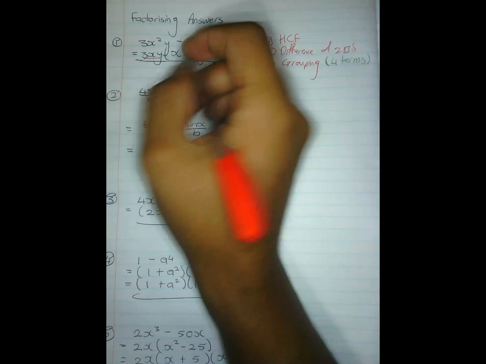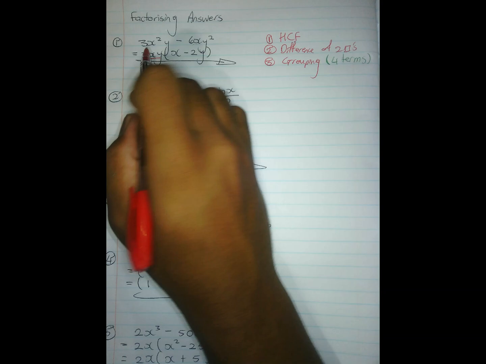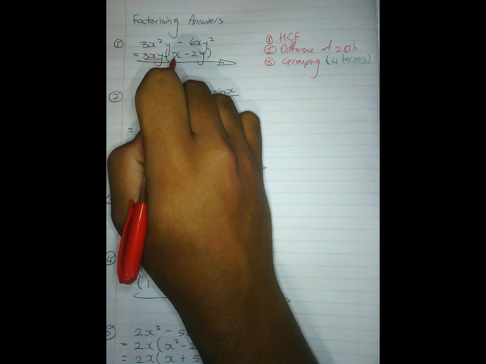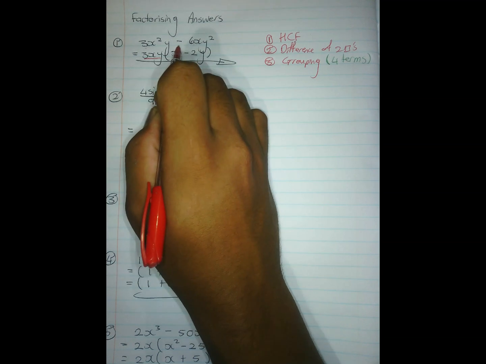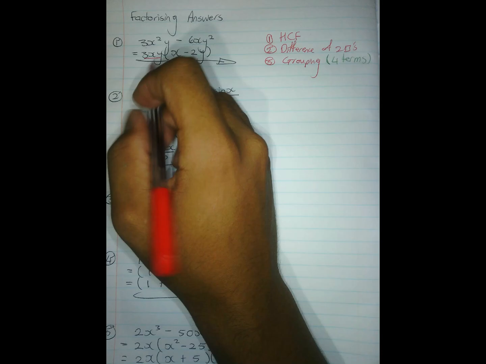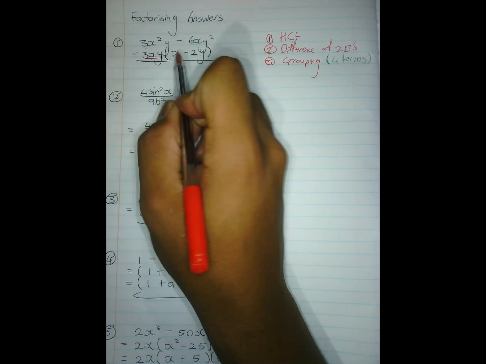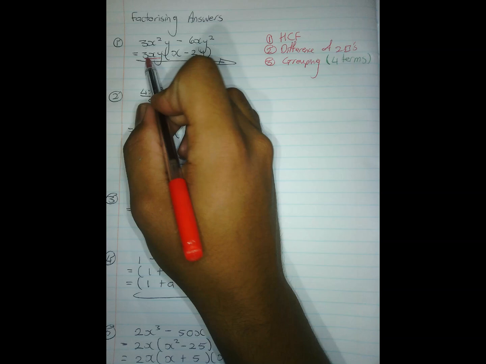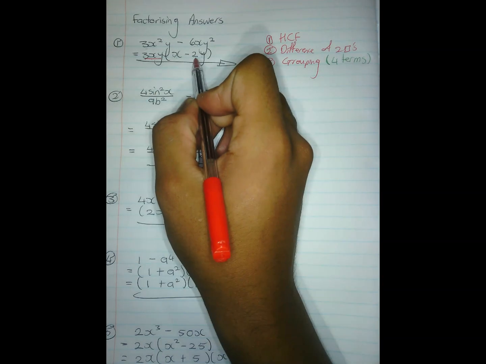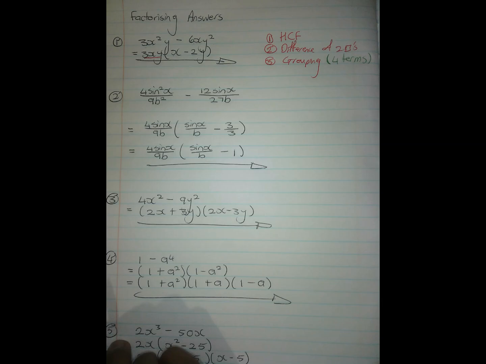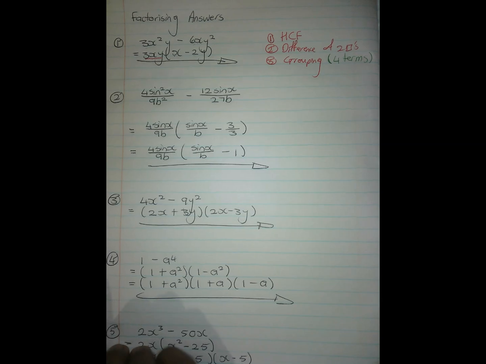Then I write what's left over. After I take out the 3xy over here, I'm left with only an x. After taking the 3xy over here, I'm left with a negative 2y. So when I check my answer and go back, I say to myself, 3xy multiplied by x gives me 3x squared y. 3xy times negative 2y gives me negative 6xy squared. And that's my answer. Very straightforward.